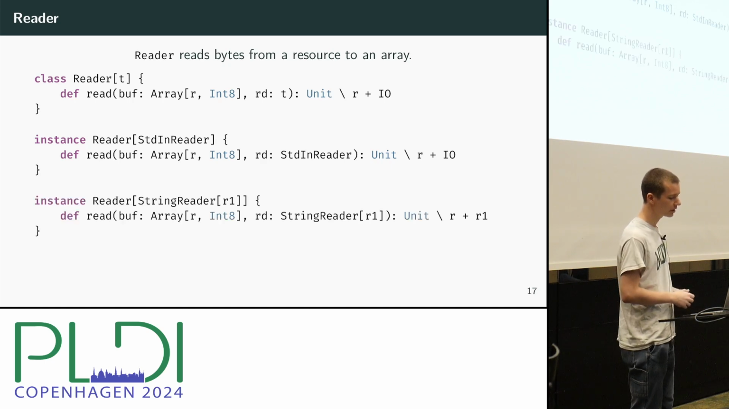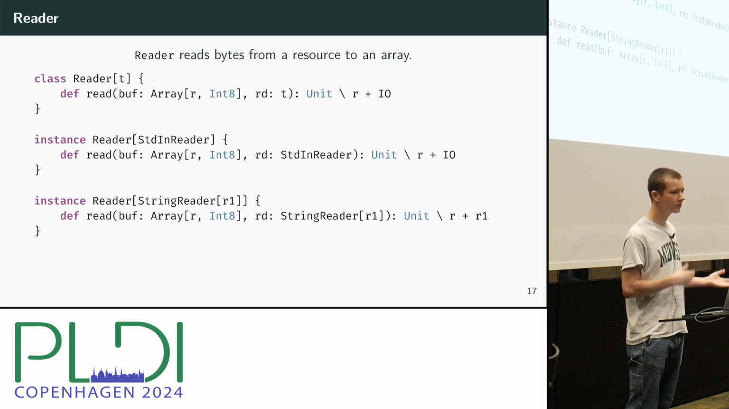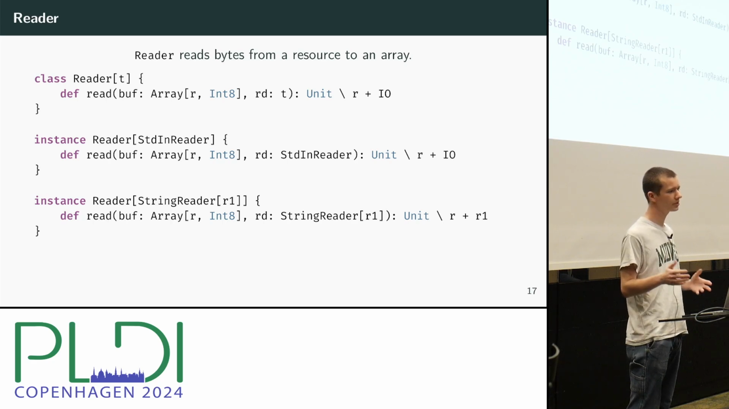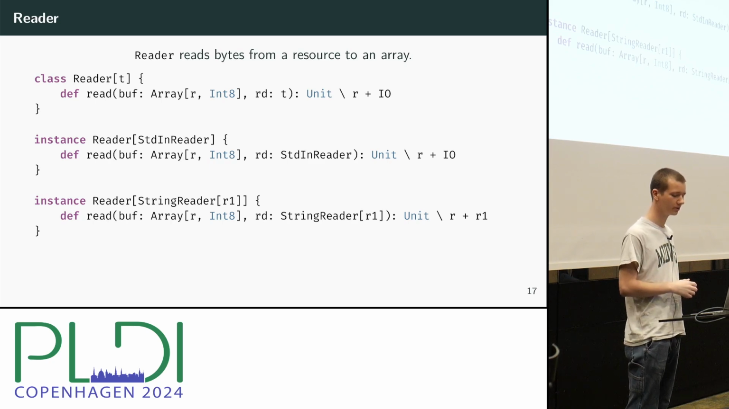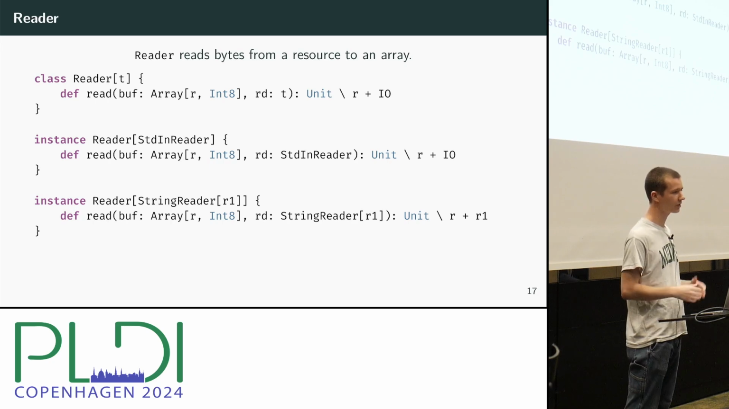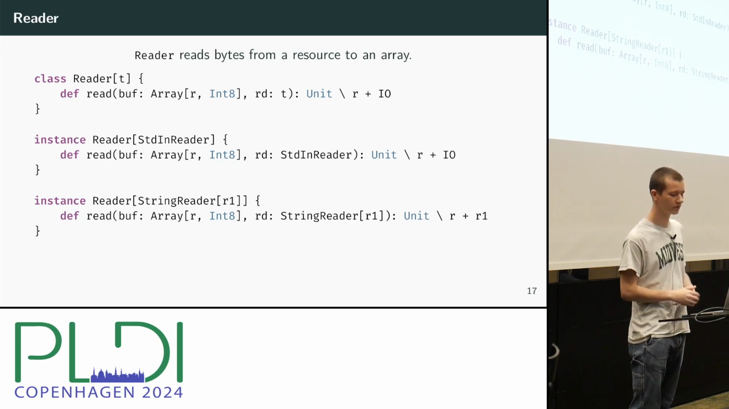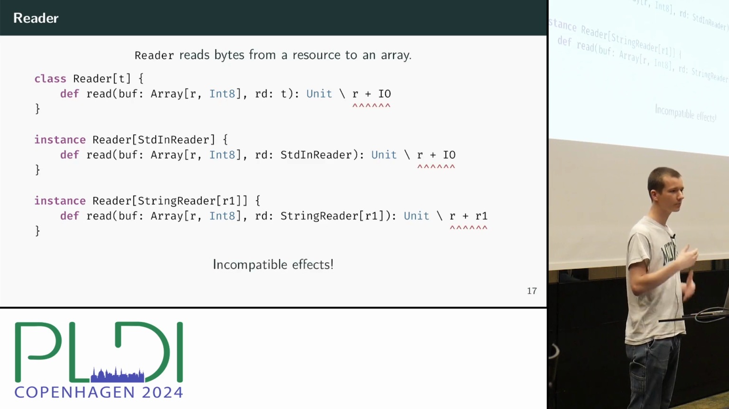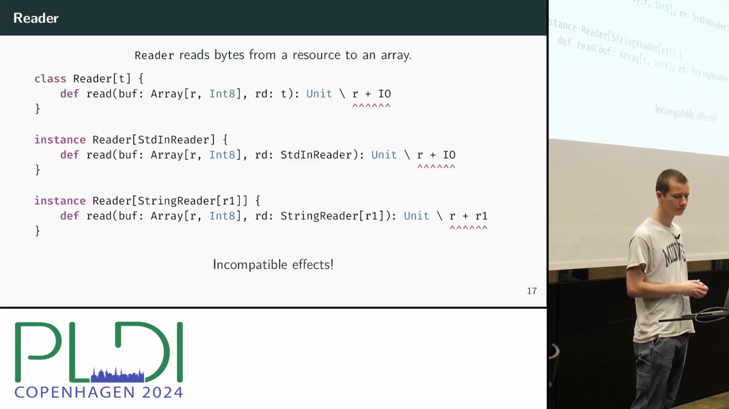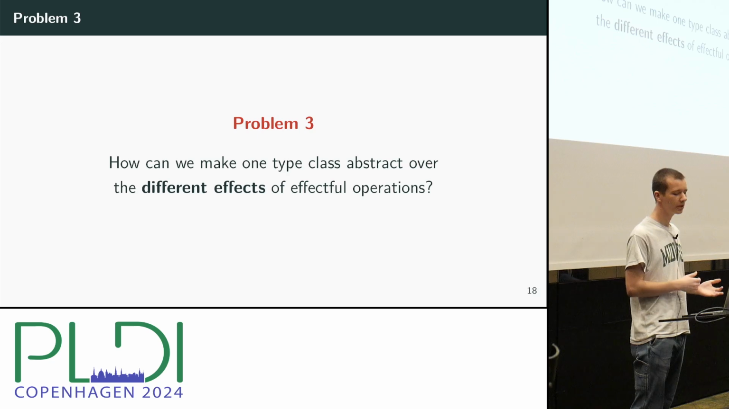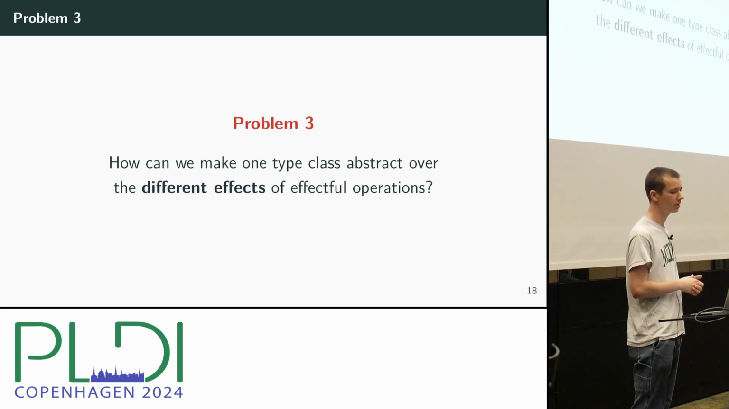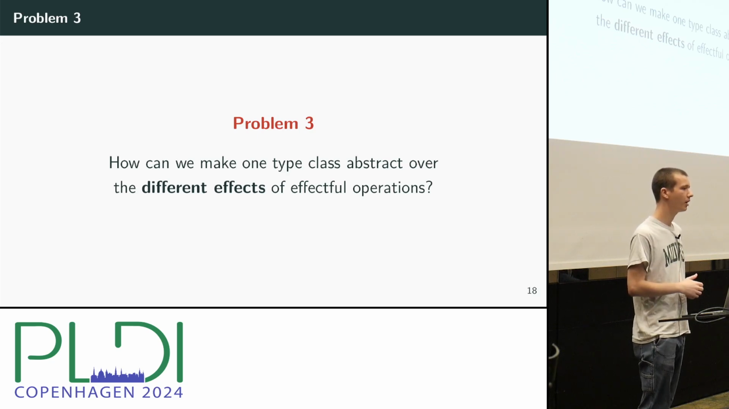But for something like a string reader, well, reading from a string isn't an IO operation because the string is not any kind of IO thing. It's just some mutable value, or the string reader is a mutable type. And so the effect of this is R plus R1, not R plus IO. So once again, we have these incompatible effects. So problem 3 is how can we make one type class abstract over different effects of effectful operations.